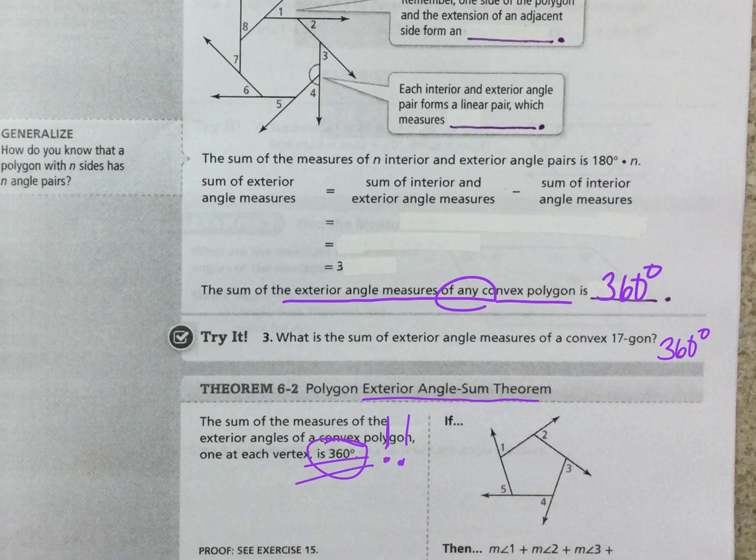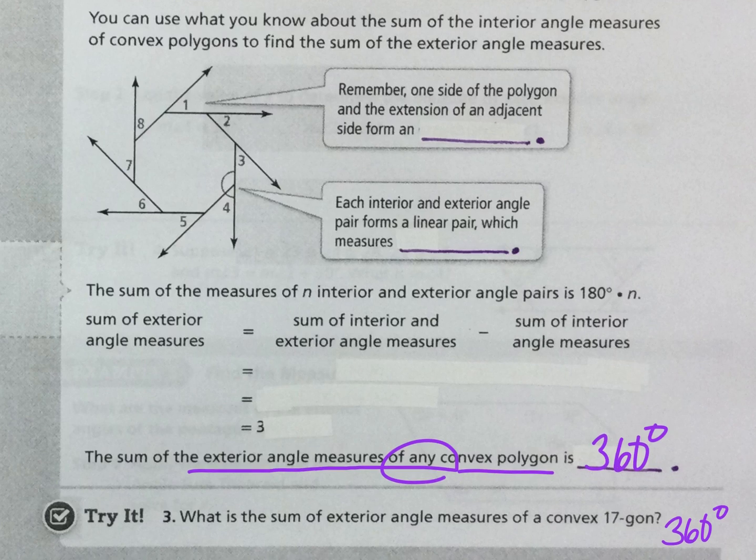Okay? All right. So remember, each side, an extension makes an exterior angle. See, 1, 2, and you can see how that makes it. And each interior and exterior angle form a linear pair, which equals 180 degrees. See, the interior and the exterior.